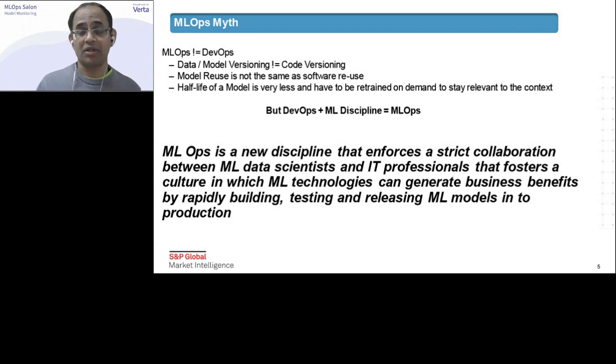you might have to retrain your model to stay relevant to the business context, because the moment you see a domain drift in your models, you have to start monitoring your models on a frequent basis and then start retraining them. So what MLOps gives us is that kind of discipline wherein it enforces a strict collaboration between the various teams within an organization, right? From the project management office, from the developers, from the software engineers, from the operations team, wherein you build a culture that would enable the teams to move their machine learning models all the way from inception into production.